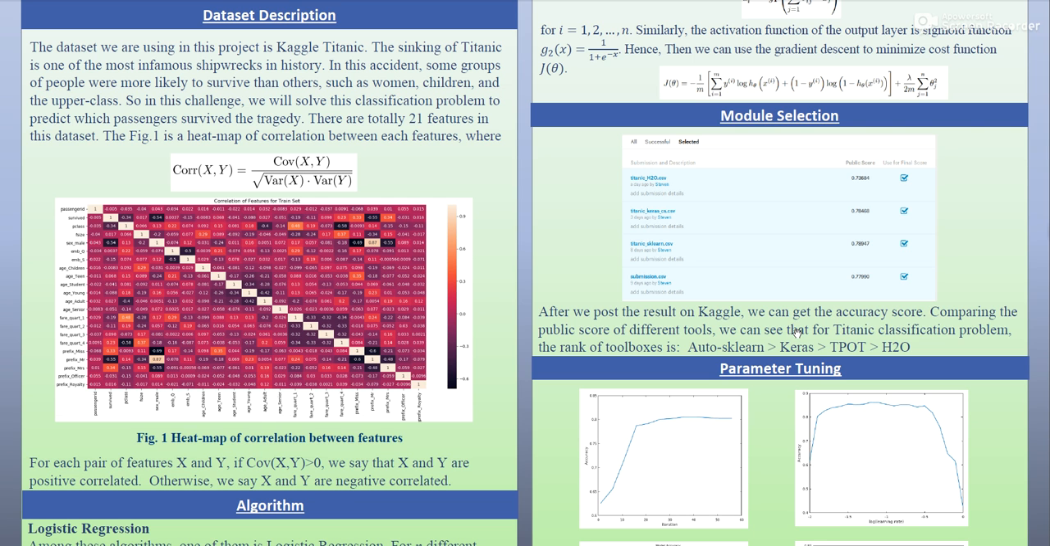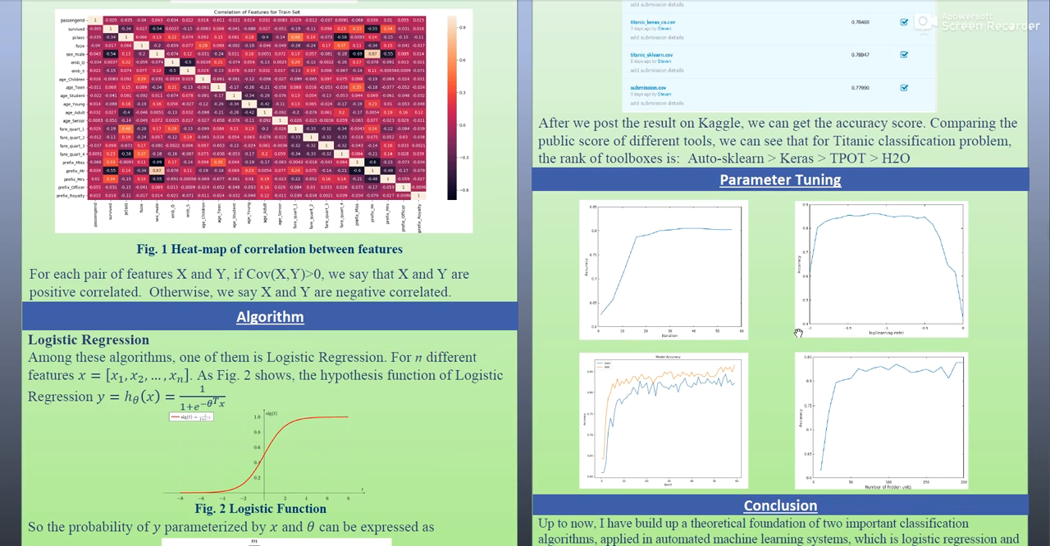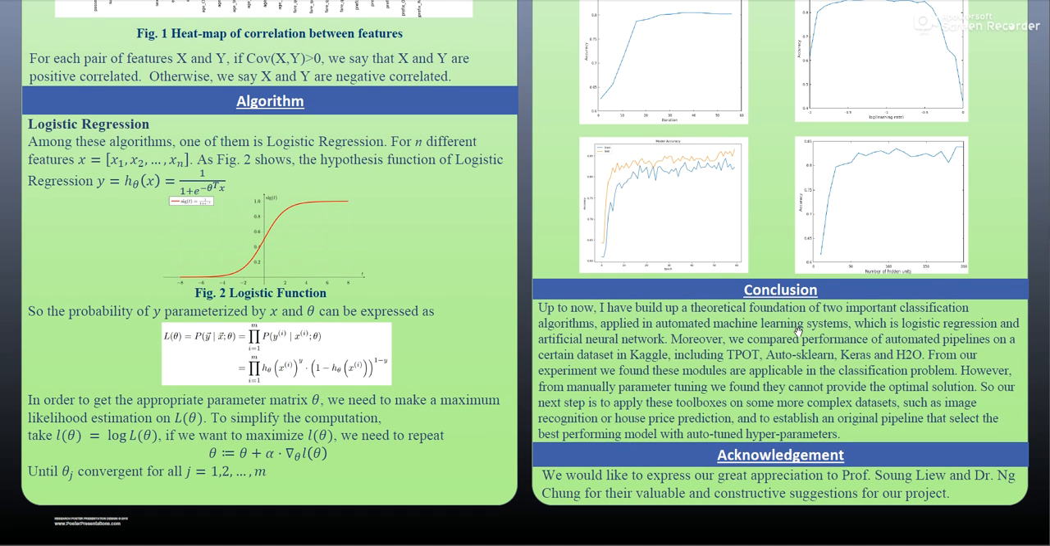So our next step is to apply these toolboxes to some more complex datasets, such as image recognition or horse price prediction, and to establish an original pipeline that selects the best performing model with auto-tuned hyperparameters.